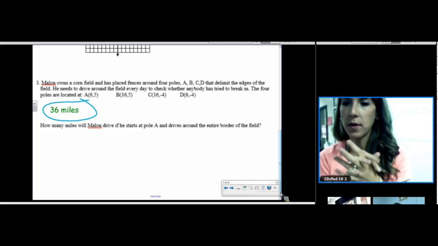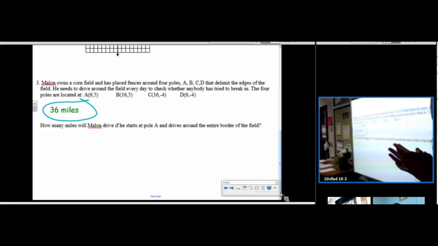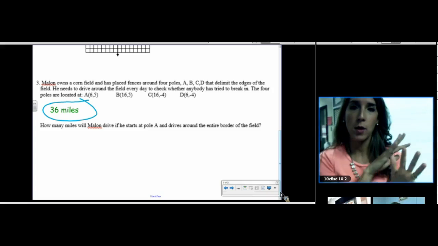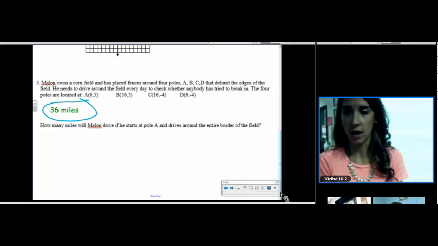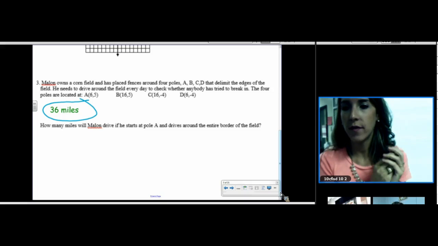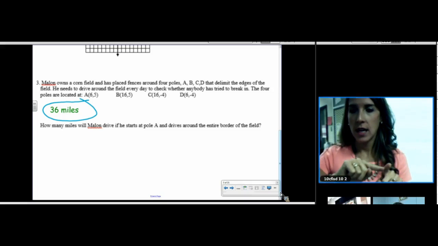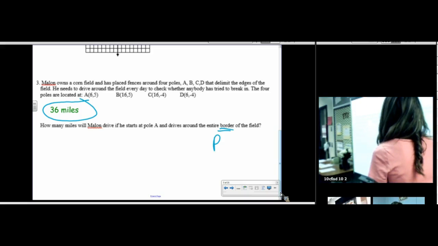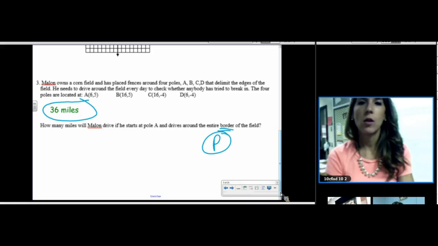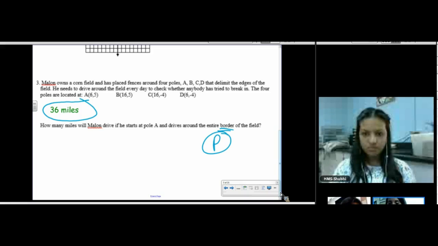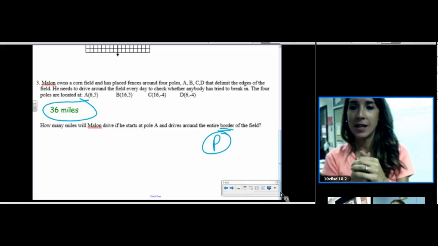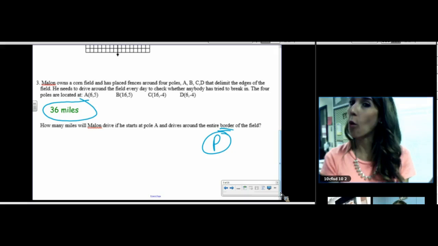All right, I'm going to go over number 3 first. In number 3, first we notice that we have a quadrilateral because we have a fence going around 4 posts. So it has 4 sides. If we want to find how many miles he would drive around the border, the key word we're looking for is perimeter. To find the perimeter of a quadrilateral, you find the length of 4 sides and add them up. So we're going to be using the distance formula 4 times, or not.